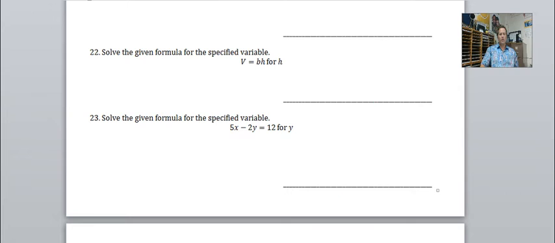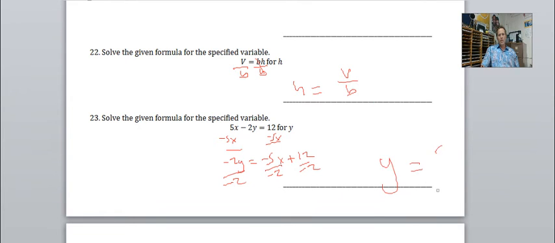Alright, next one. If I want to get h all by itself, I have to divide both sides by b, which means that h equals A over b. On 23, I want to get y by itself, so I'm going to subtract 5x from both sides. After I do that, we're going to get negative 2y equals, put the x first, negative 5x plus 12, and I'm going to divide by negative 2. When you divide by 2, you have to divide everything by 2, so we're going to get y equals 5 over 2 x minus 6.